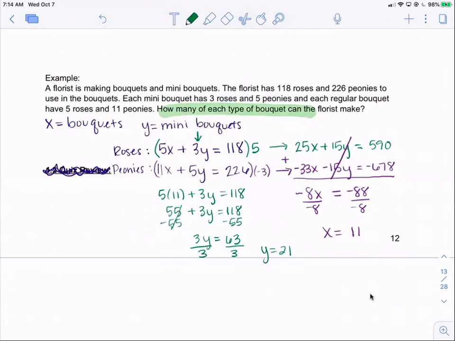So we know now that there are 11 regular bouquets and 21 mini bouquets.